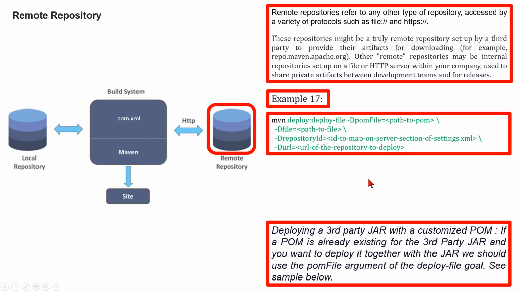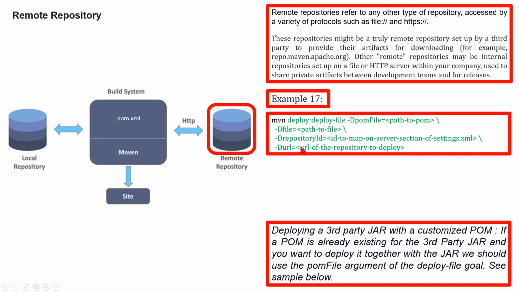Now we are considering deploying a third-party jar with a customized POM. If the POM already exists for the third-party jar and you want to deploy it together with the jar, we should use the pomFile argument of the deploy-file goal. See the sample here.